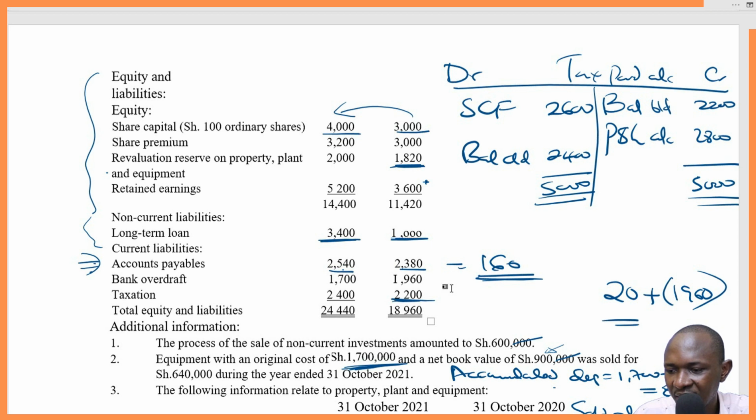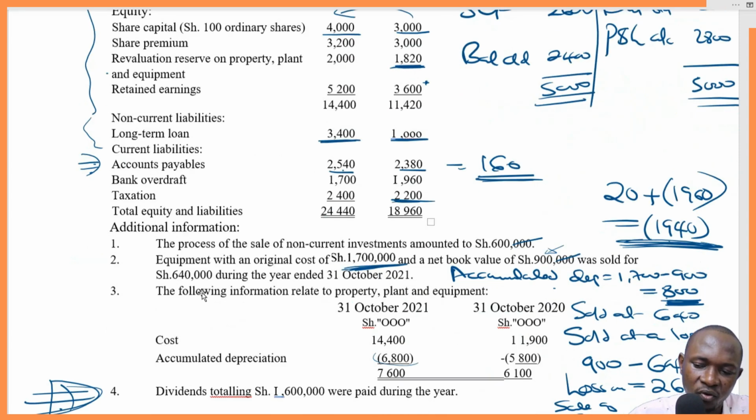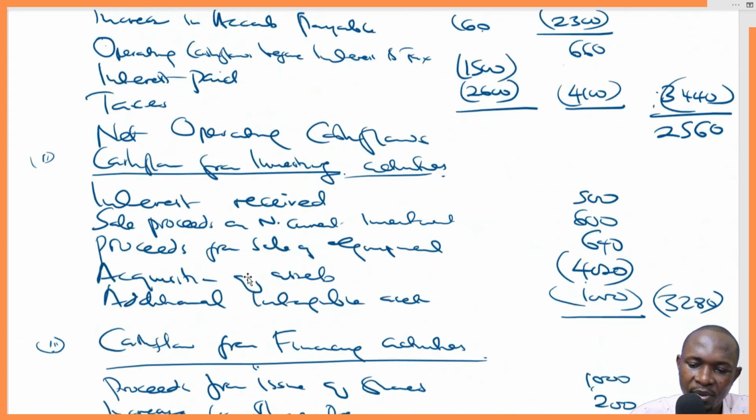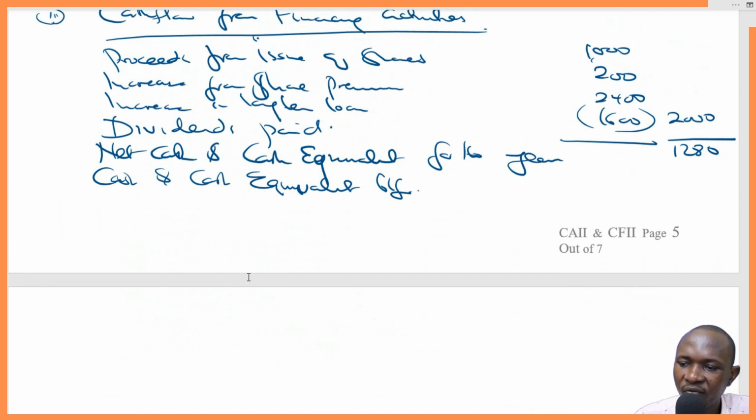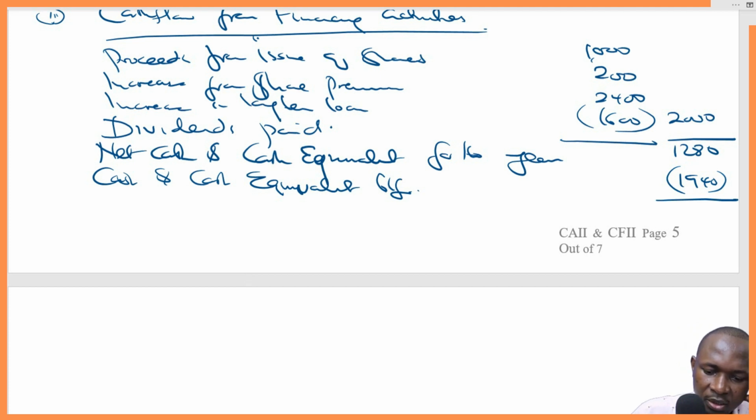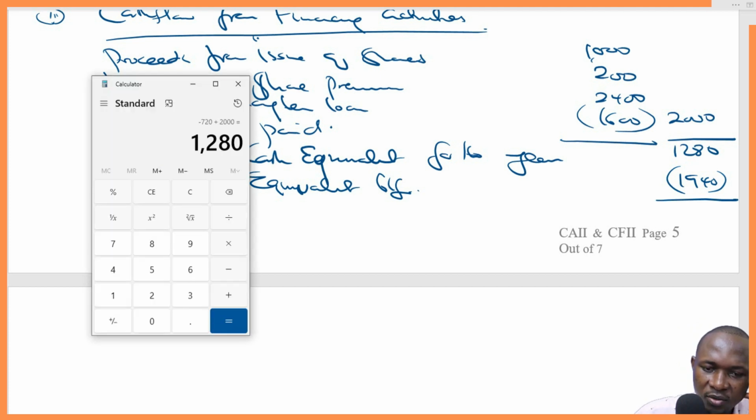What does this give us? It means we are operating in an overdraft of 1940. So that's the figure that we'll have here. At the beginning of the year, we started with 1940 negative. So 1280 minus 1940 gives us 660.